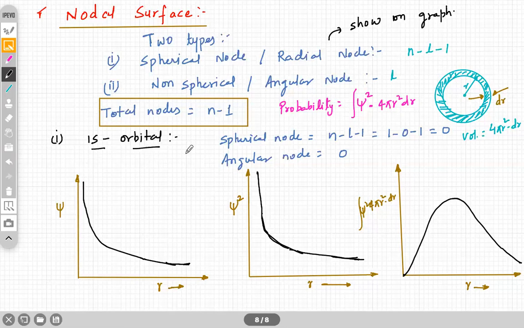But for 1s orbital, there is no nodal surface here. That's why it won't touch the x-axis. It is asymptotic here. So this is the graph of 1s orbital, the probability graph, which is the important one. Sometimes they'll give you this graph and ask you to find out which orbital the graph is. Since this graph does not touch the x-axis, the probability is never zero here, and that is possible with 1s orbital. Did you get it?